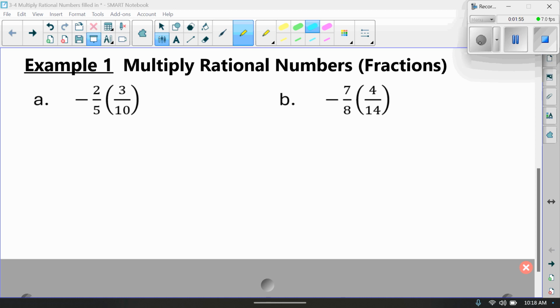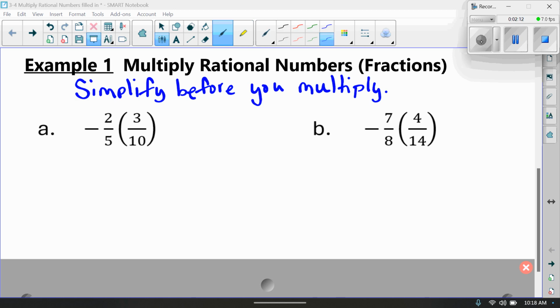Now, when we are multiplying rational numbers, the first thing I want you to remember is that you don't have to, but you should simplify before you multiply. Is everyone with me? Okay, make sure you write that down in your notes. Simplify before you multiply. Now, when you simplify, you have to choose a numerator and a denominator. So, is there anything you see that we can divide something out of?